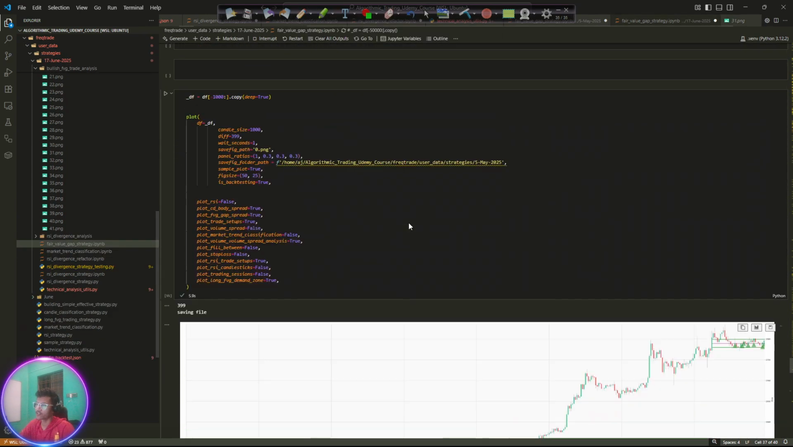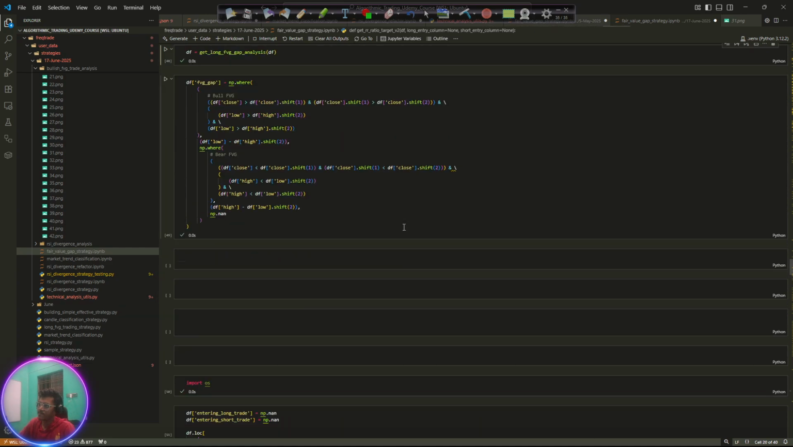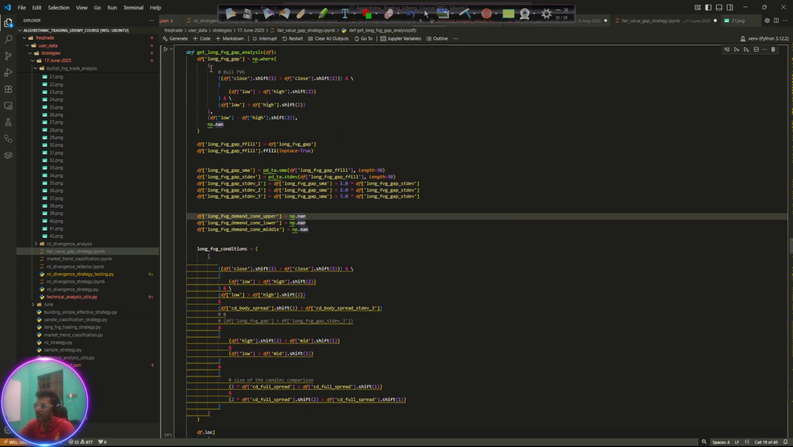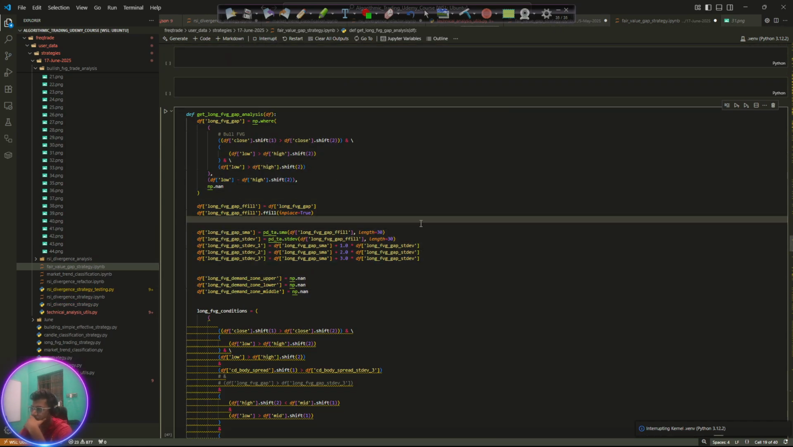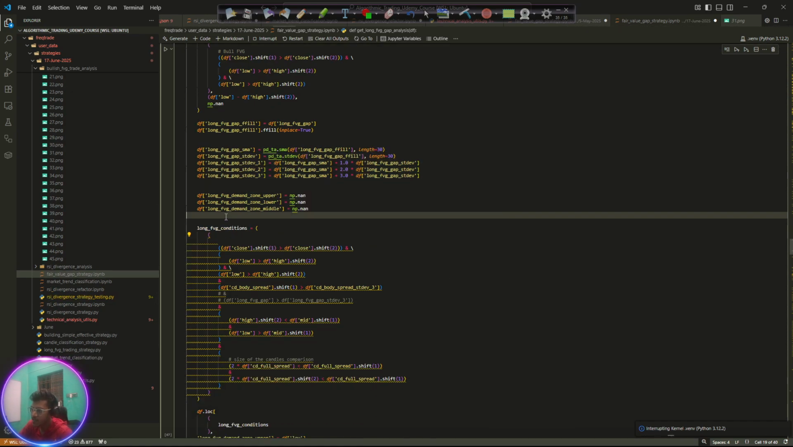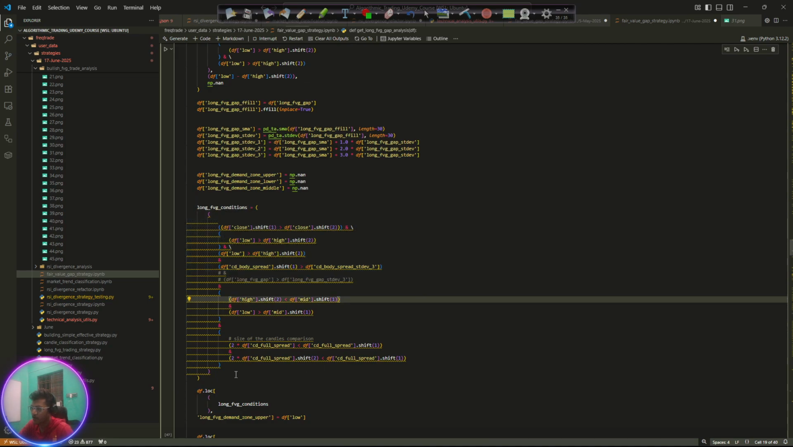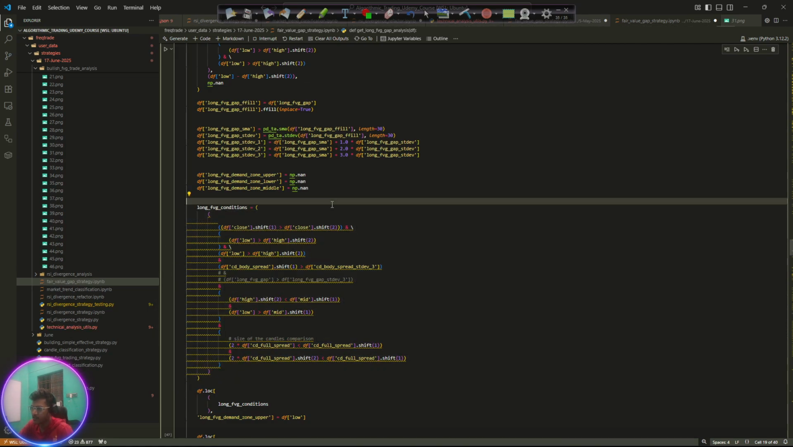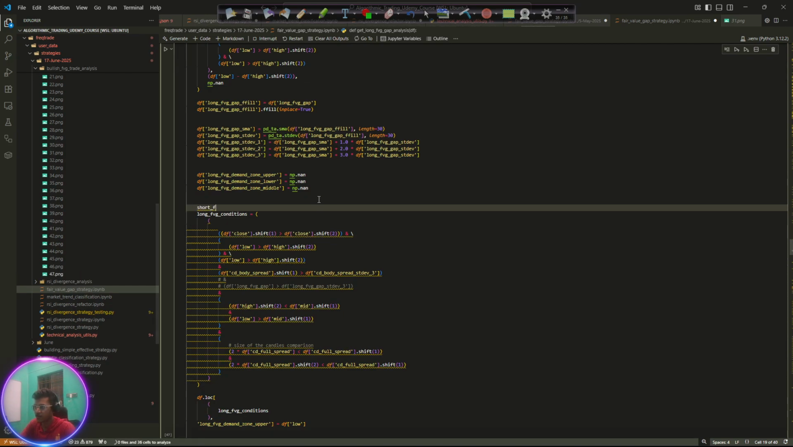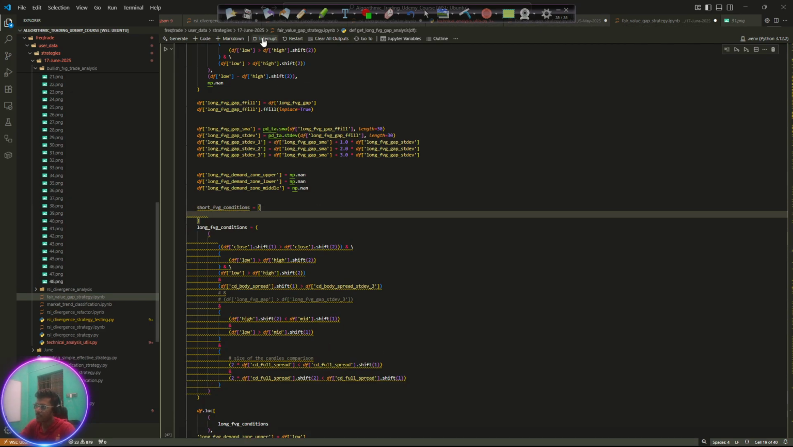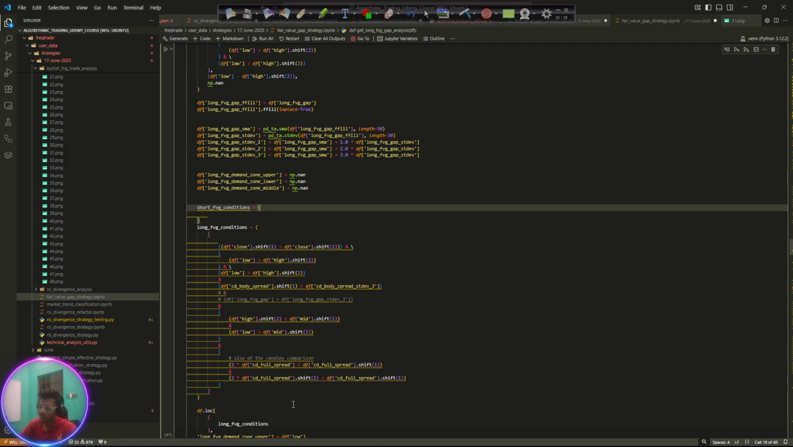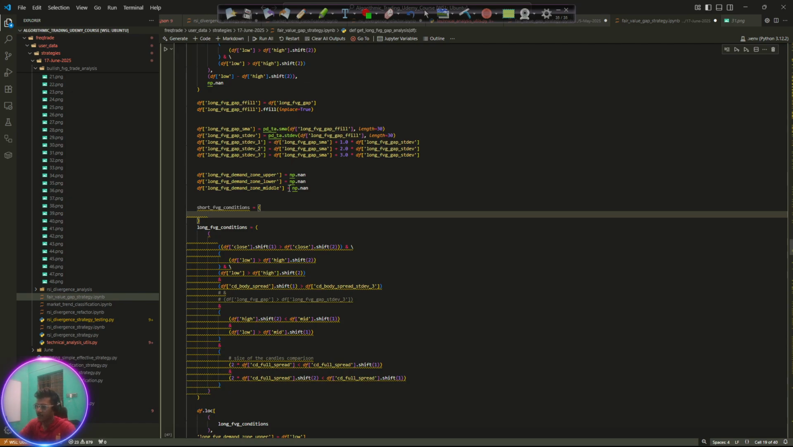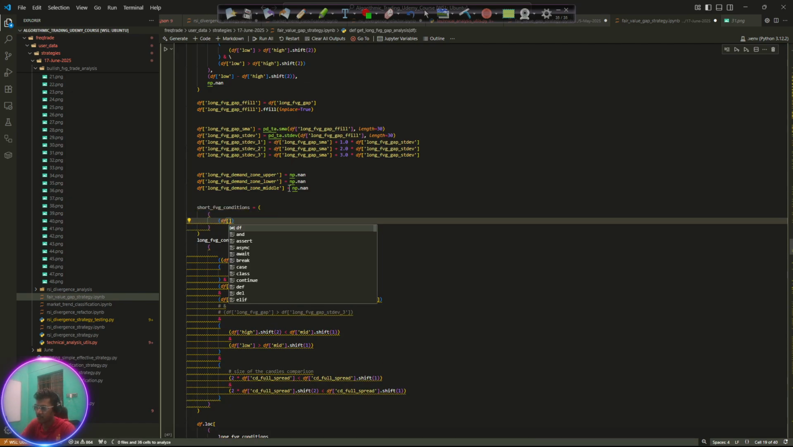All right, cool. Let's do it for the short side. This is the long FVG. I'm going to do it for the short side. How do we do that? So see, this condition, we're gonna reverse it. Short FVG conditions. Okay, we're just gonna do the reverse of this, and I'm gonna explain how to do that.